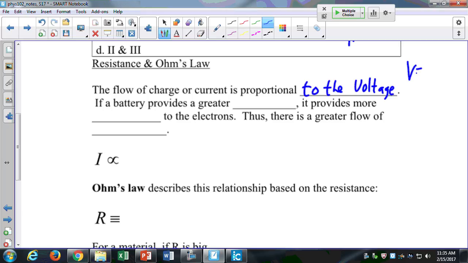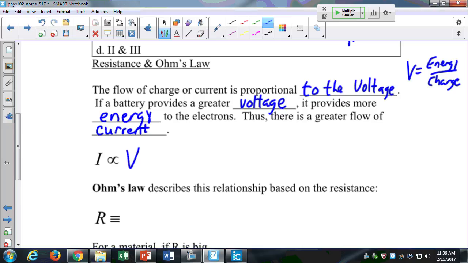Remember, voltage is defined as energy per charge. We saw that in chapter 2. Potential, we call this. So if I have a lot of voltage, that means I'm giving a lot of energy to my charges. That's going to make them move faster. So if they move faster, that means I have a bigger current. If a battery provides a greater voltage, it provides more energy to the electrons. Thus, there is a greater flow of current. So I, then, is proportional to V. If I have a big V, I have a big I.